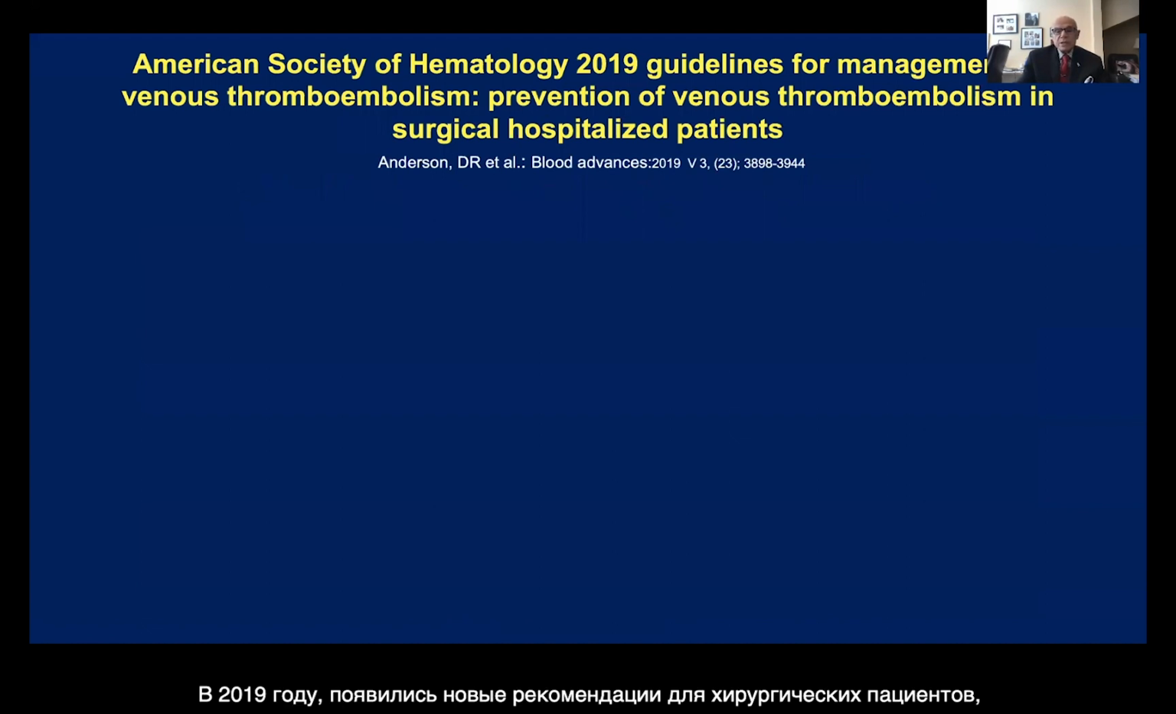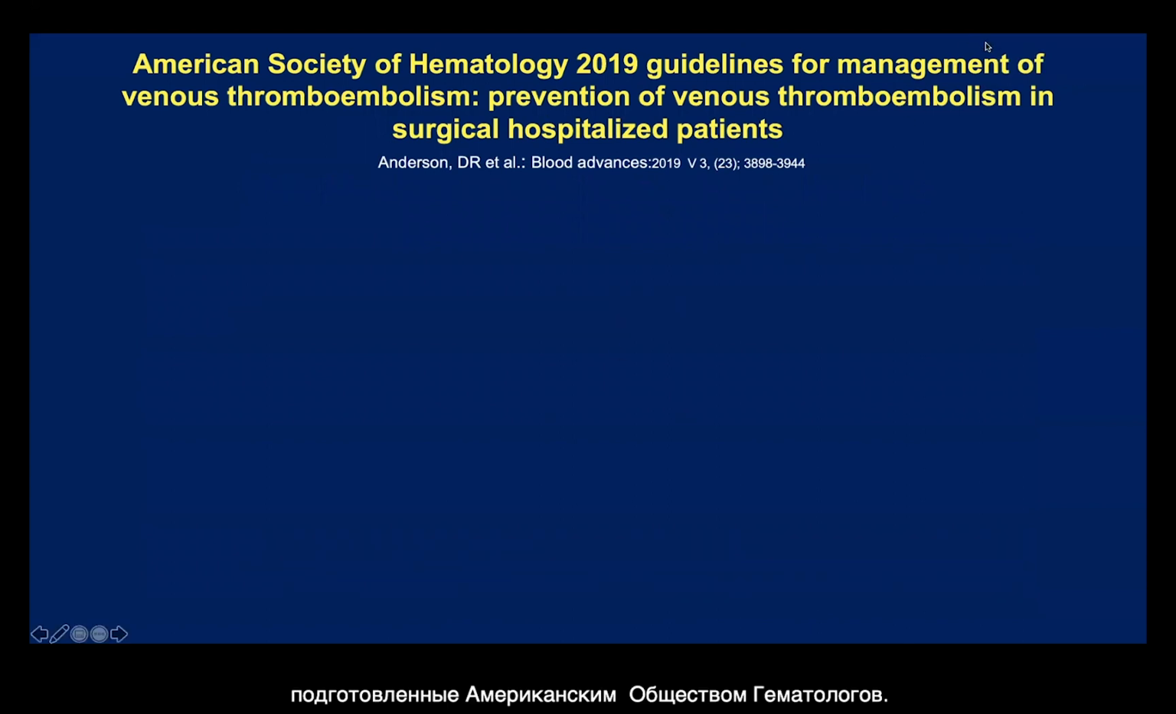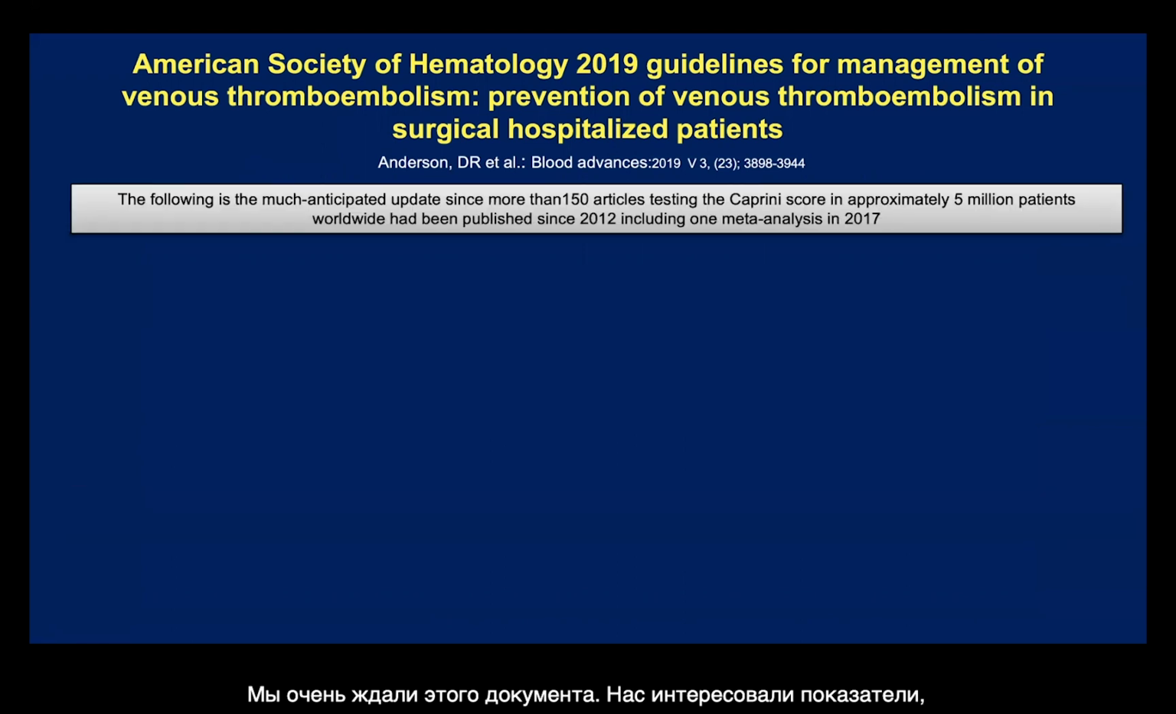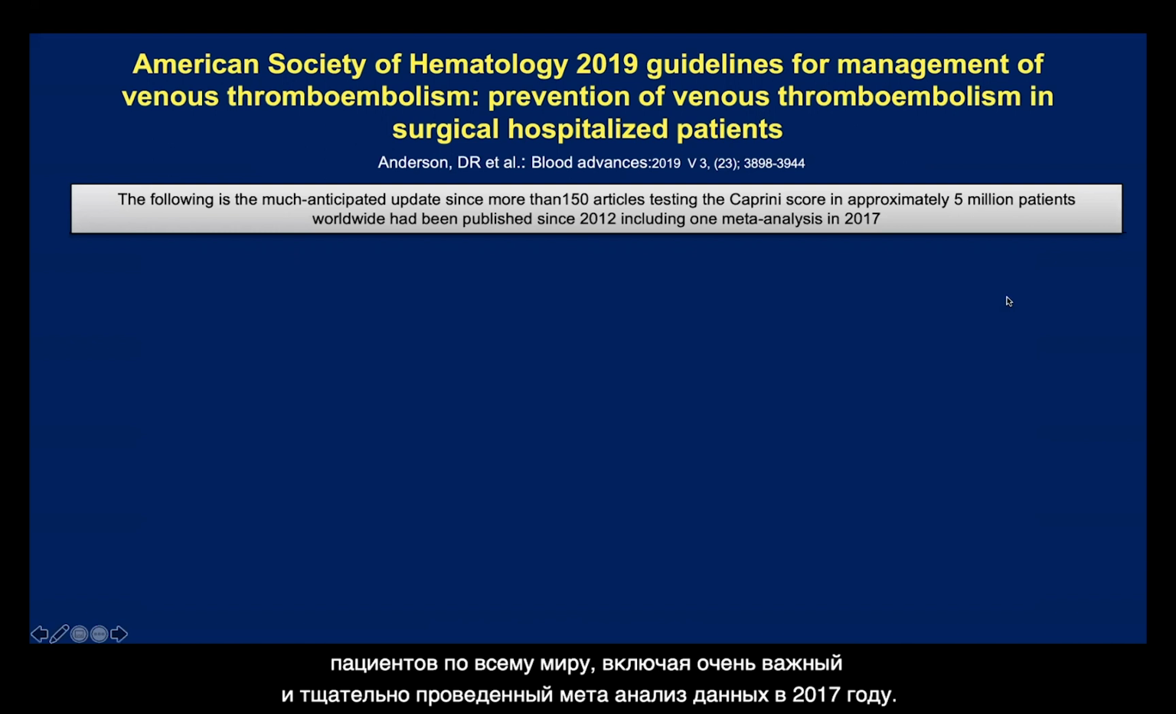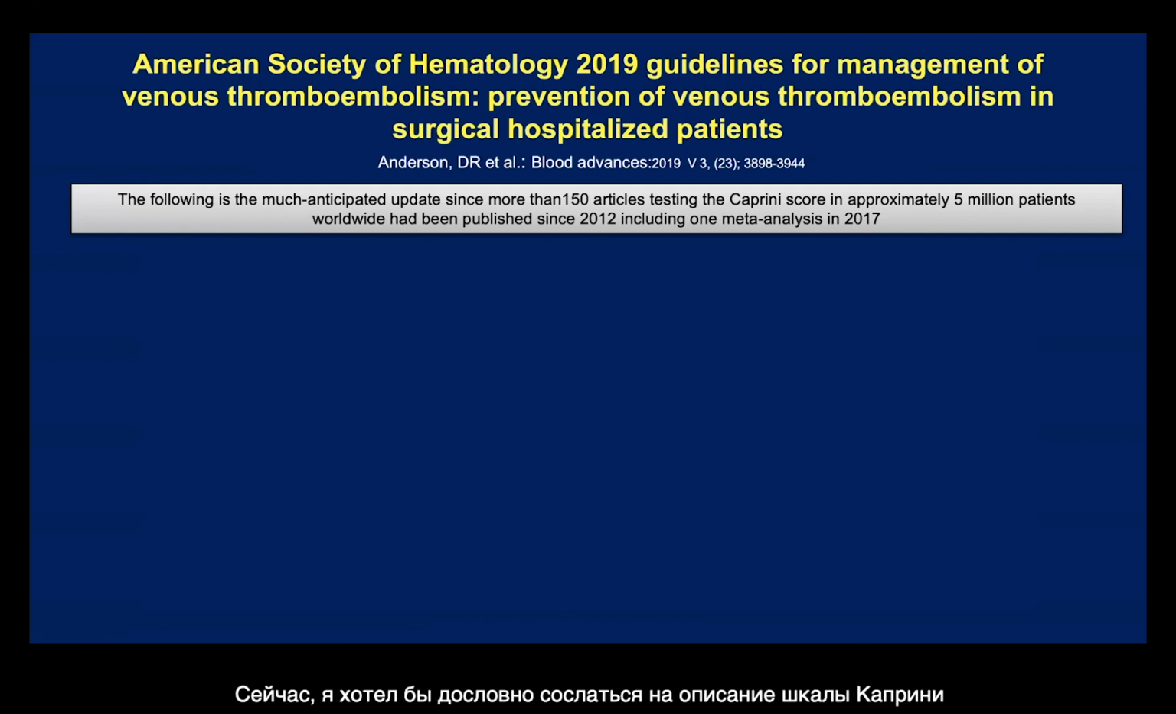Now in 2019, the next guidelines for surgical patients appeared, and this process has now been taken over by the American Society of Hematology. And this document was much anticipated by those of us who were interested in the score because at this time, over 150 articles testing the Caprini score in approximately 5 million patients worldwide had been published since the original 2012 guidelines, including one very important, very well done meta-analysis in 2017.